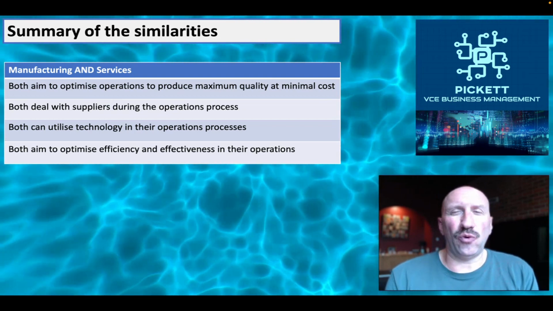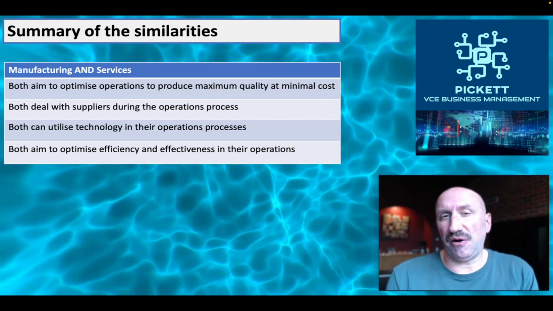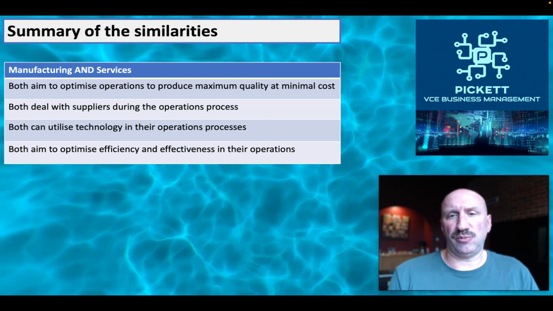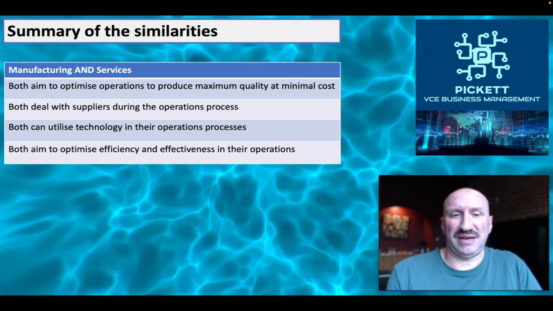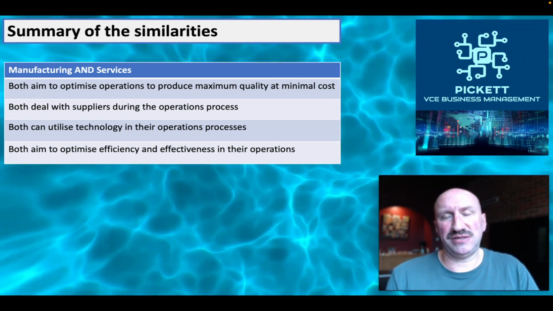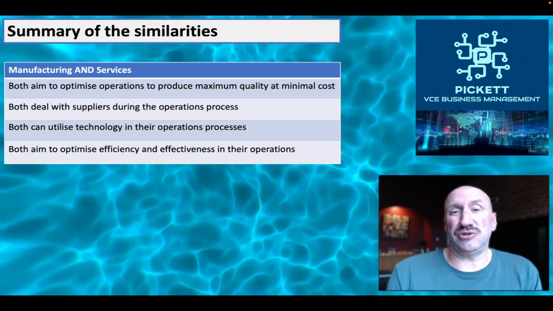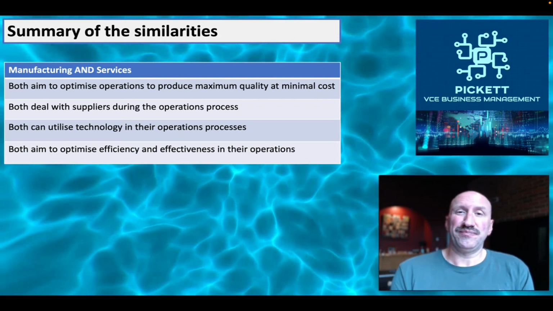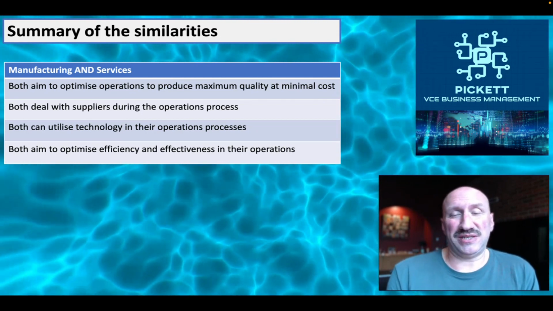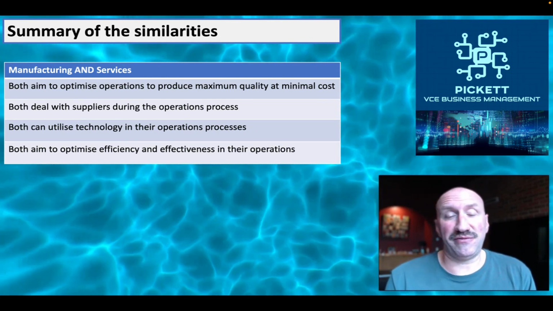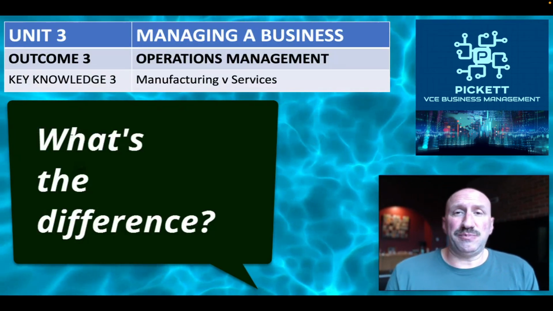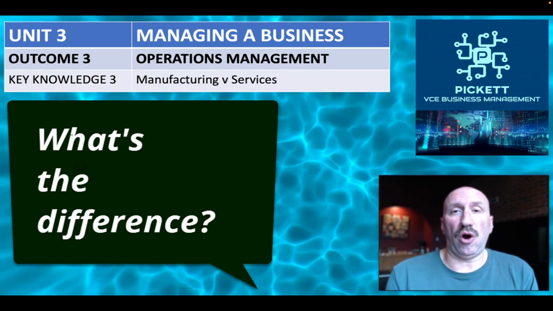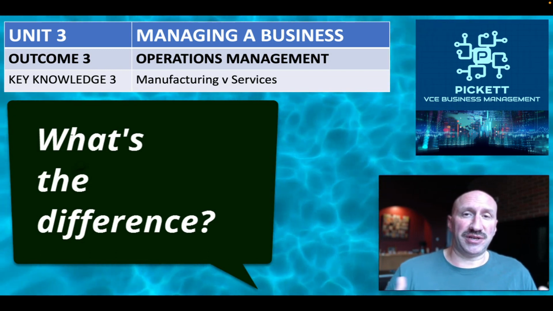Now, actually, that fourth one there, I would say, is really kind of restating the first one using different words. Producing maximum quality at minimal cost really is the same as optimizing efficiency and effectiveness. So actually, if I was going to be choosing two similarities, I probably wouldn't choose those two because it could be thought of as double dipping a bit there, because you're really saying the same thing just in a different way. So just be wary of that. And that is basically it. A few key differences and a few key similarities between operations management in manufacturing and services.